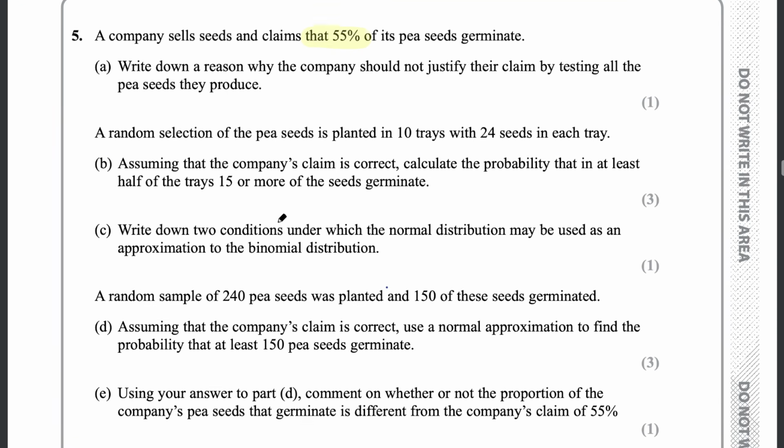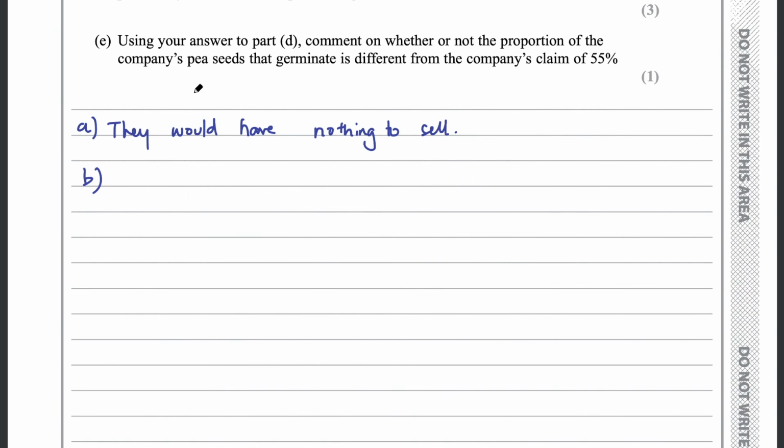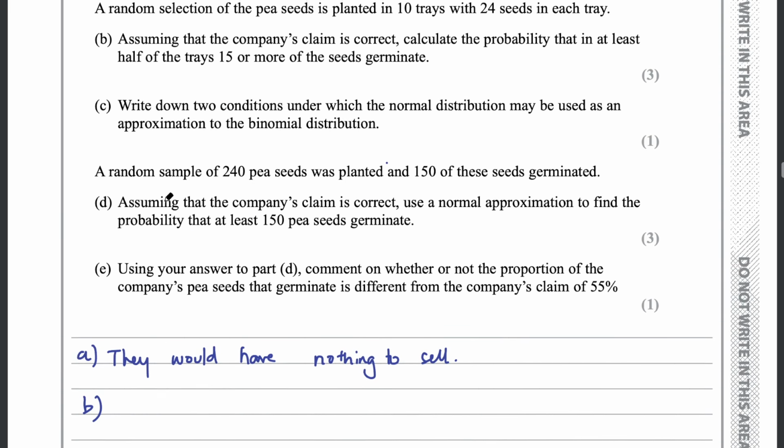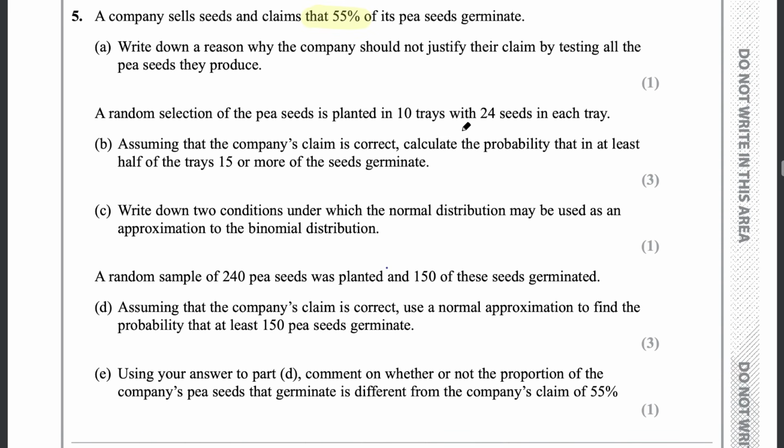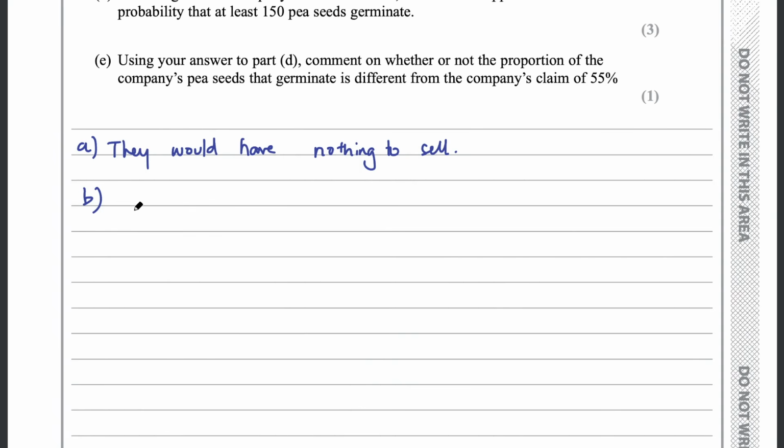So we're going to have to do a couple of binomial calculations. So I'm going to split this into the individual trays and then all of the trays. So I'm going to look at one of the trays, the probability of 15 or more of those seeds germinating, and then find the probability of that happening in half or more of the trays. Okay, so let's find the probability of an individual tray getting 15 or more germinating.